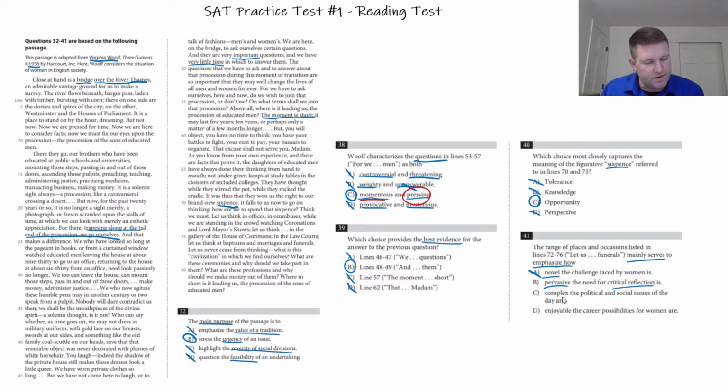And then C, how complex the political and social issues of the day are. This is a background issue that's definitely present, but it's not what she's highlighting. She's saying we need to figure this out no matter what you're doing. Like, no matter where you are, you need to be thinking about this. And pervasive works perfectly for that. So C, not so much. And D, how enjoyable the career possibilities are. No. So B it is.